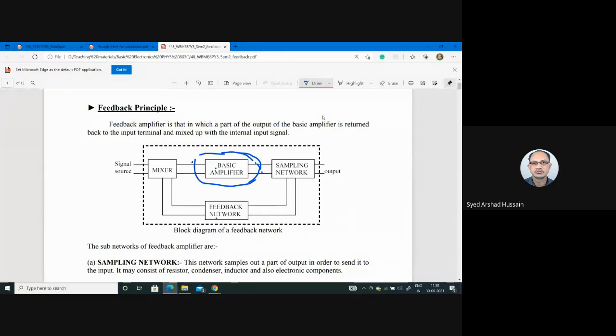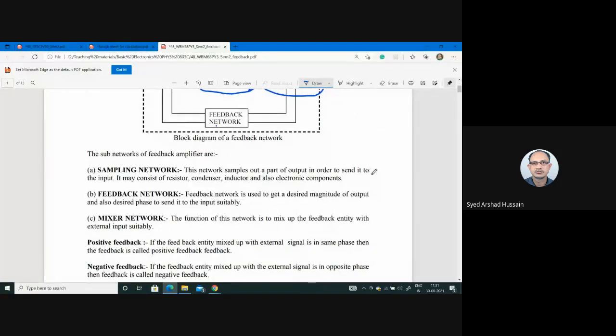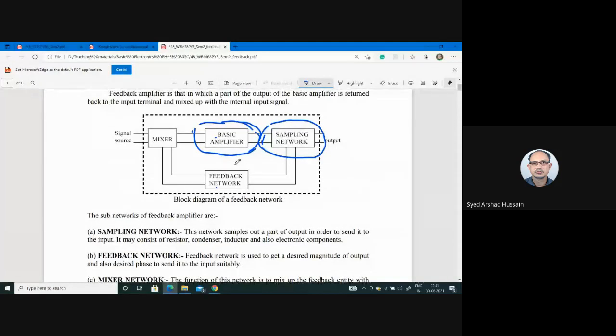So at the output of the basic amplifier, you are having a network. This is known as sampling network. Okay. Sampling network is a network which will sample out or choose or select a portion of the output in a desired way. Okay. For what? To send it to the input. Okay. And this feedback network, this is again related with this one. Sampling network is to sample out a part of the output, and this will mainly work with this sampled signal to maintain desired phase or amplitude of this chosen signal. Then it will send it to the input.